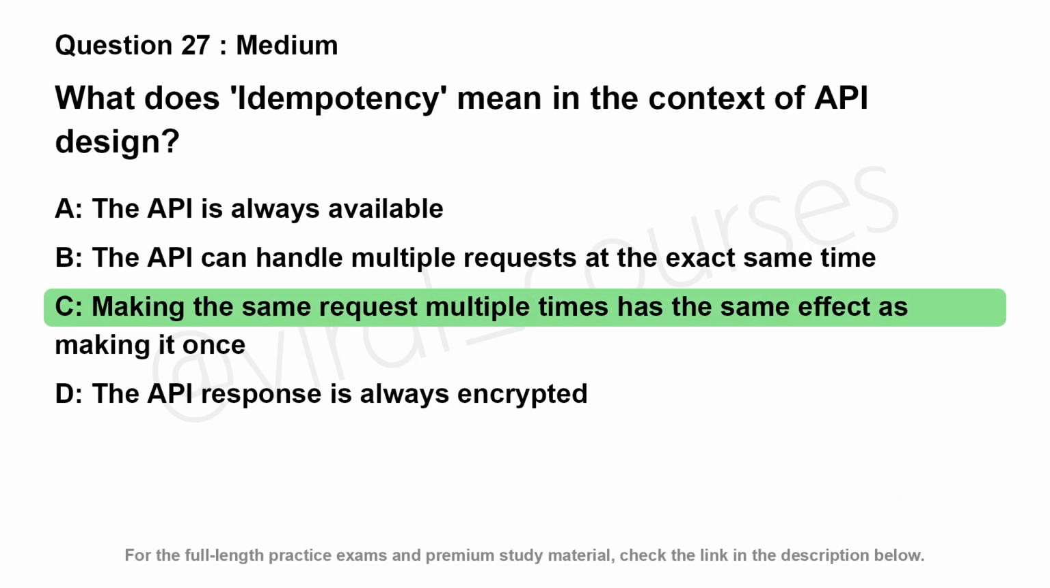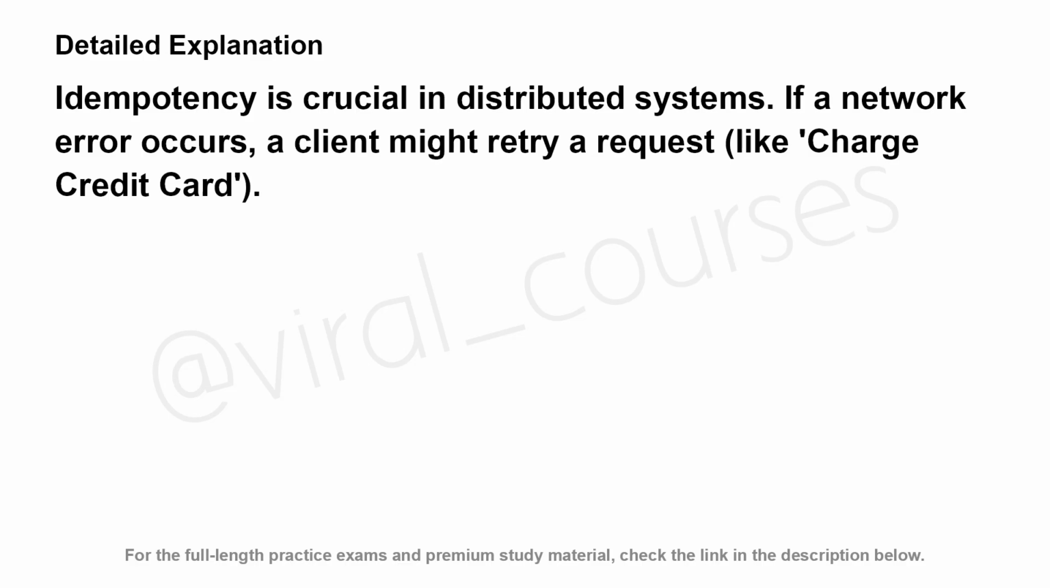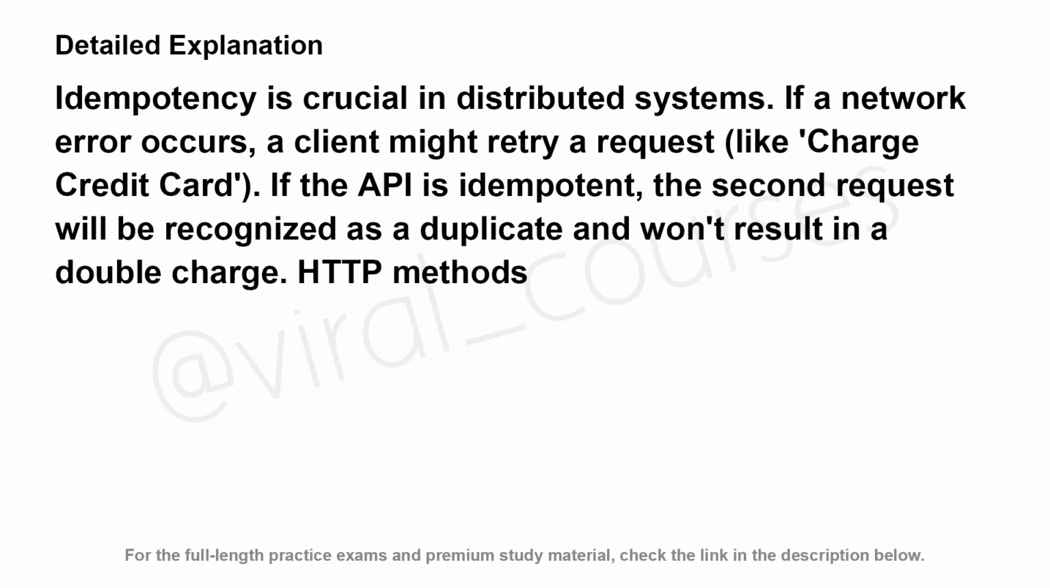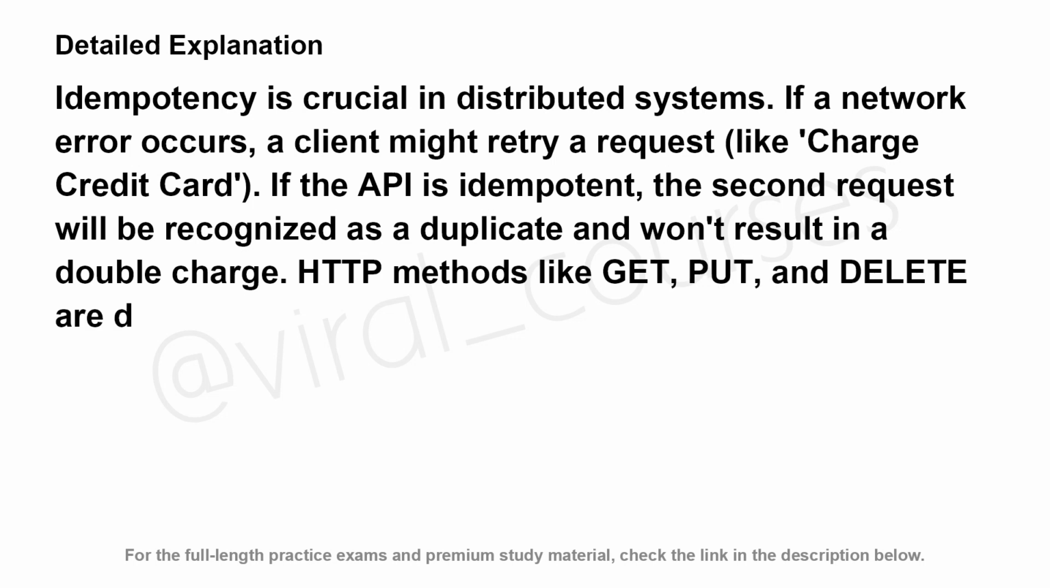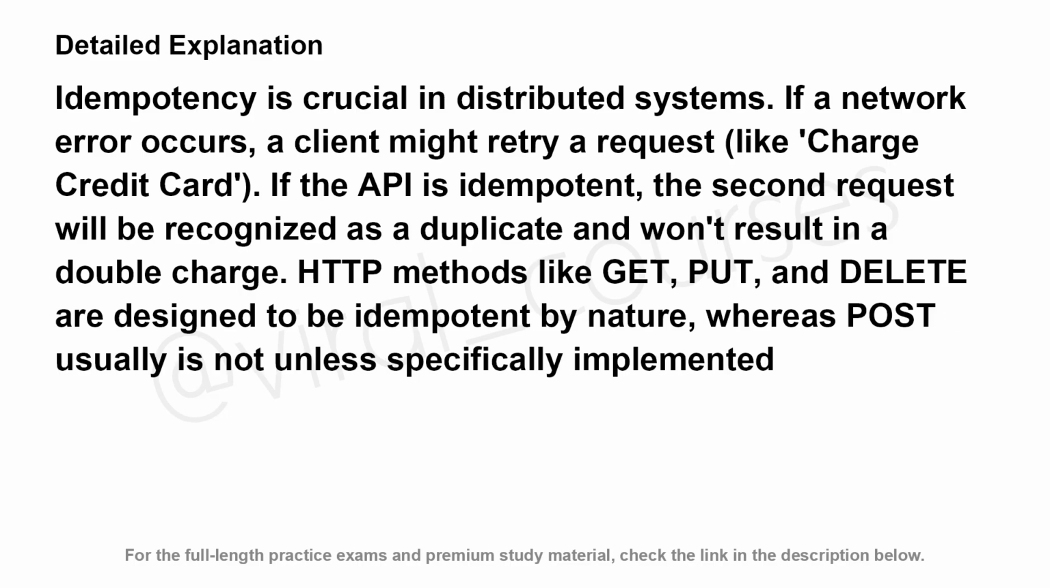The correct answer is C. Idempotency is crucial in distributed systems. If a network error occurs, a client might retry a request, like charge credit card. If the API is idempotent, the second request will be recognized as a duplicate and won't result in a double charge. HTTP methods like GET, PUT, and DELETE are designed to be idempotent by nature, whereas POST usually is not unless specifically implemented with idempotency keys.